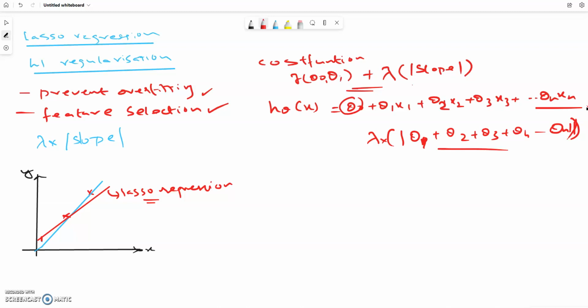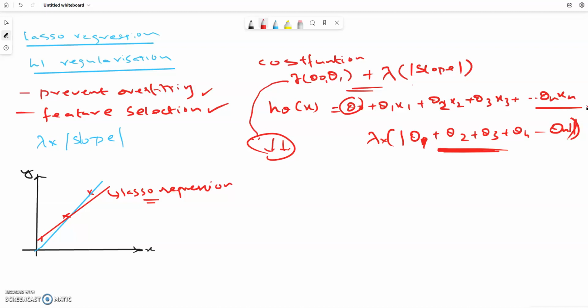Now what actually happens here? When we are trying to optimize the cost function, the values of the coefficients in this slope will turn 0. Some of the coefficients will reach the value 0, which will help us to have good feature selection here. So that is why lasso is important for overfitting as well as for feature selection, right?